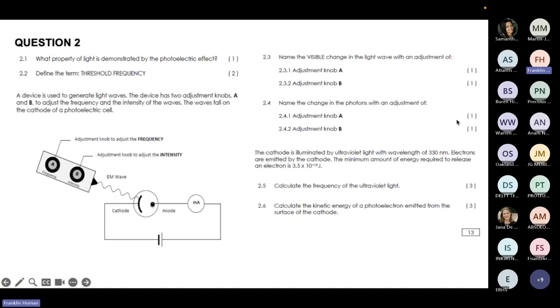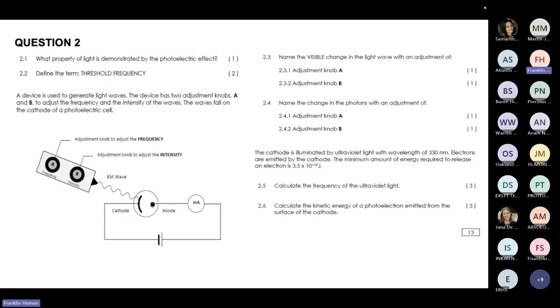Question 2.4. Let me just move this out of the way. Name the changes in the photons with an adjustment of your adjustment knob A. Now, remember what I said, another important thing. Light of a certain frequency will be light of a certain wavelength, will be light of a certain color. Let's add a fourth one to that.